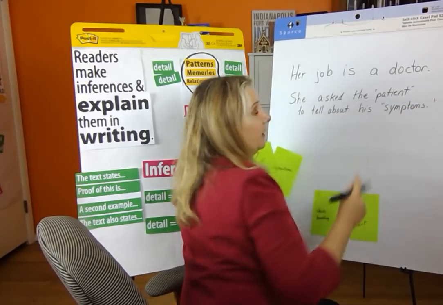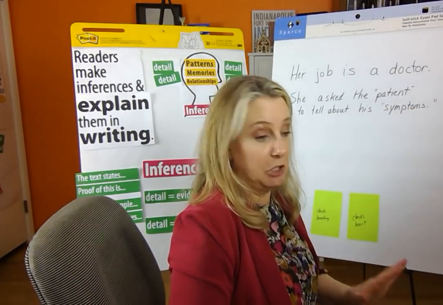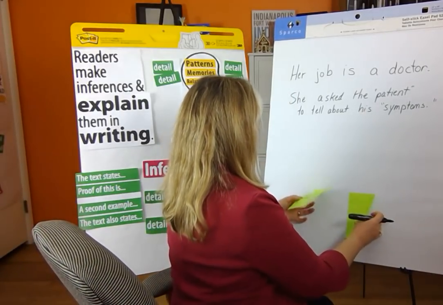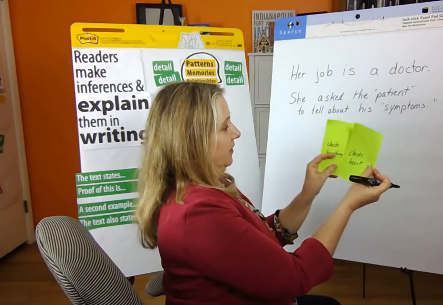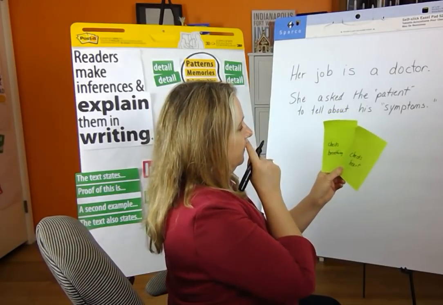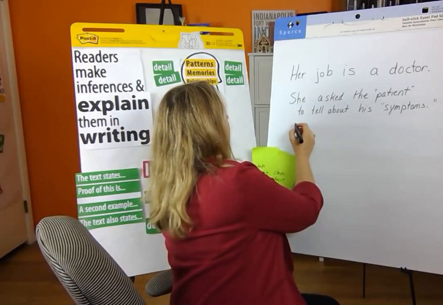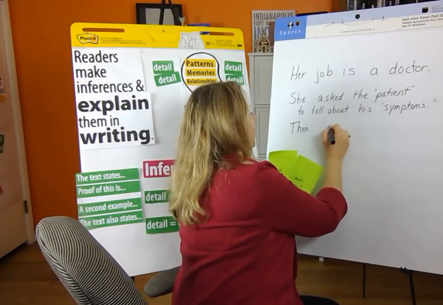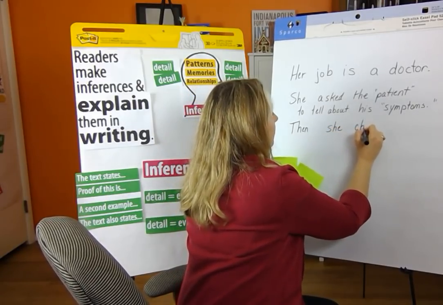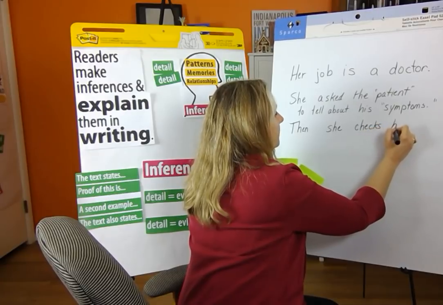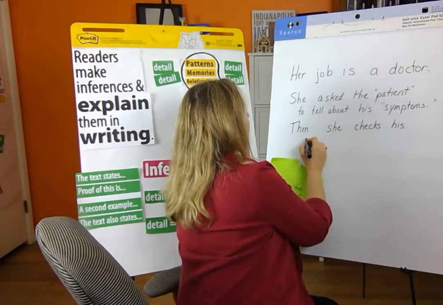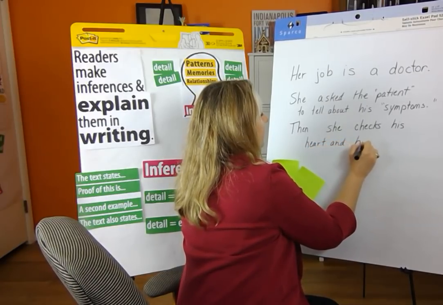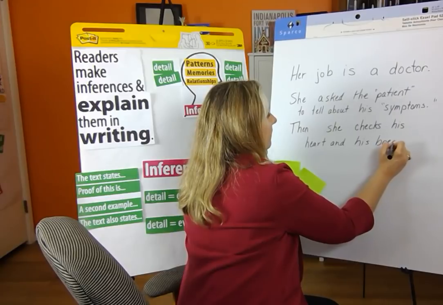And symptoms, that's really telling me there's something wrong. Something's just not right if you've got symptoms, okay? But then we've got two more details down here. And so we need another sentence. Then she checks his heart and his breathing.